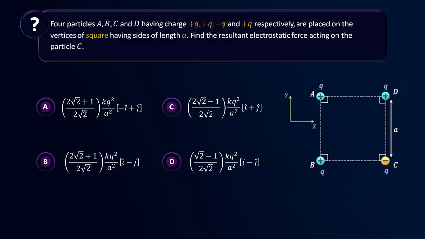All of you, please pause your screen and try to solve it by yourself. Once you try by yourself, only then can you learn it easily. The question says that four particles A, B, C, D having charges plus Q, minus Q, and plus Q respectively are placed on the vertices of a square having side of length L. Find the resultant electrostatic force acting on the particle C. On this charged particle, how much resultant force is acting, that we have to find.